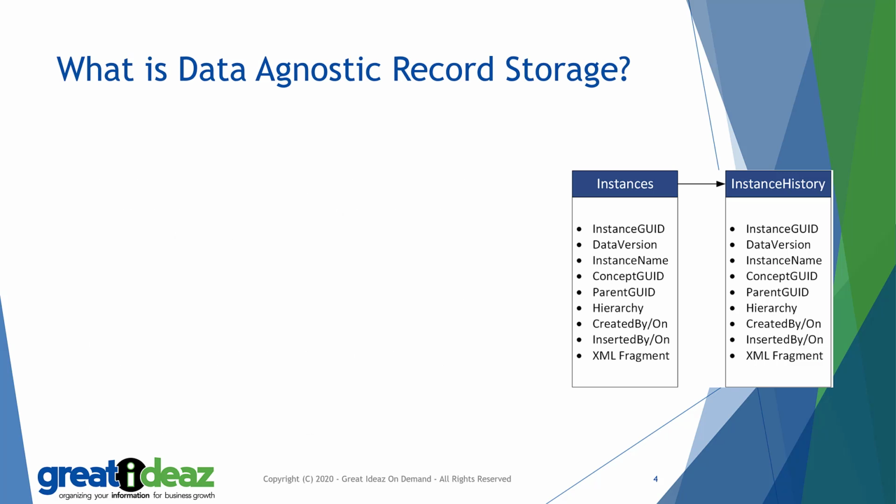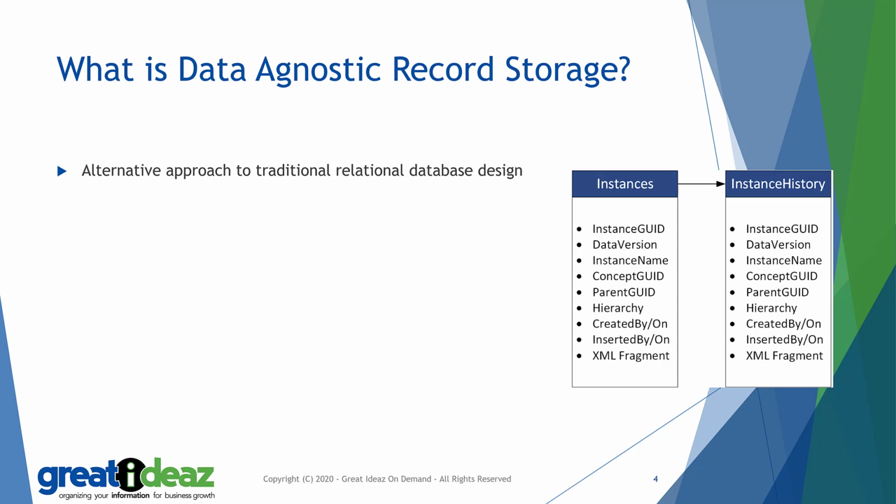Data as a service deals in what we describe as data agnostic record storage. Essentially, instead of having separate tables for each concept within the database, we're going to isolate it into an instances table. This is an alternative approach to a traditional relational database design. If I had a traditional application for, let's say, an insurance policy application, I might expect to see tables for vehicles, claims, drivers, policies, coverages, witnesses, etc.